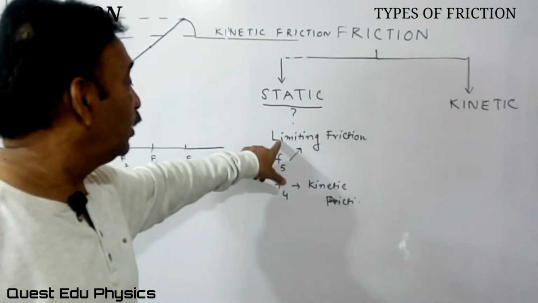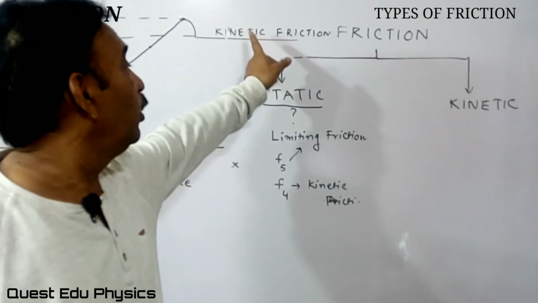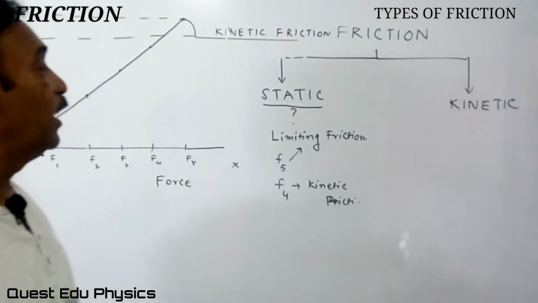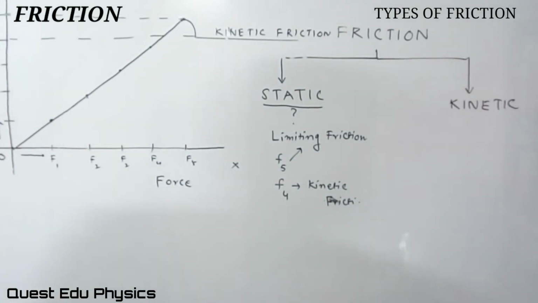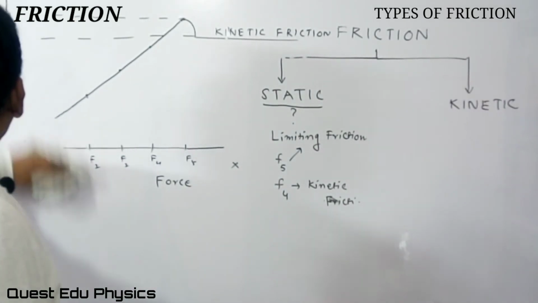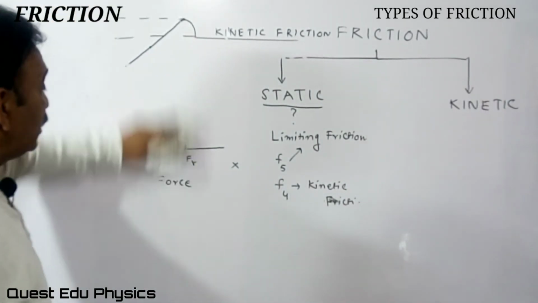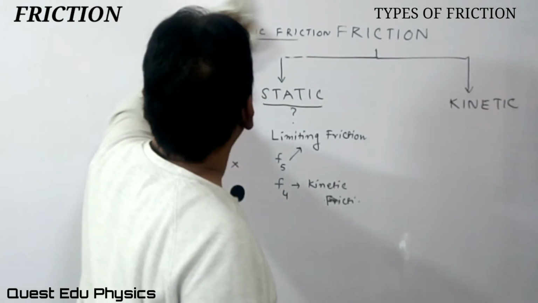Then after, the motion will start. That means the body moves over the surface. That is known as kinetic friction. I hope you understood the difference between static friction and kinetic friction. Then after, we will learn about the laws of static friction.